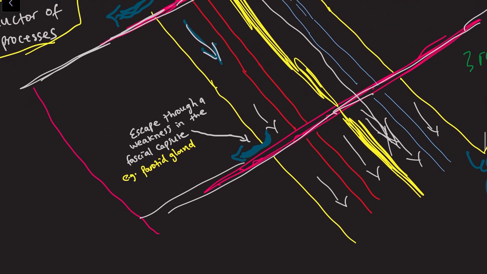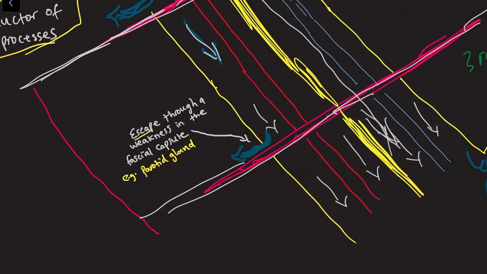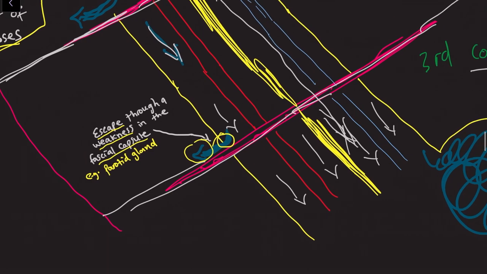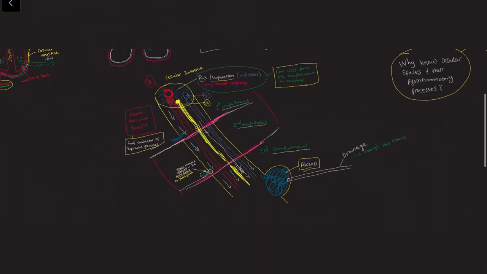And then you can also have weak spaces. You can have weak spaces within the neurovascular bundle, and so you can have an escape. You can have an escape through a weakness in the facial capsule, right? Because you have a capsule or a sheath around the neurovascular bundle. That capsule or sheath can have a weakness, and then in that weakness, the pus begins to flow out. For example, in the parotid gland, right? So you can have an escape of the pus through a weakness in the facial capsule or facial sheath.